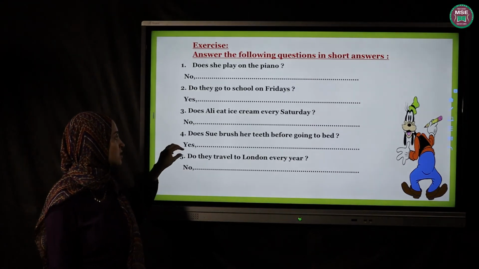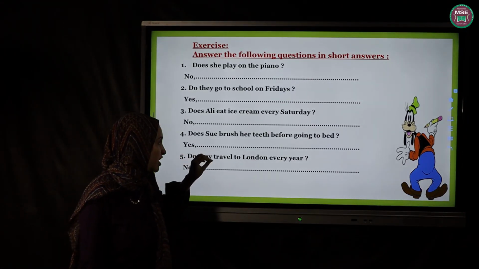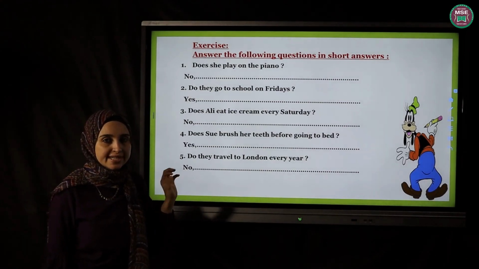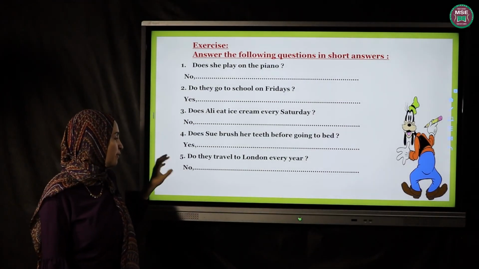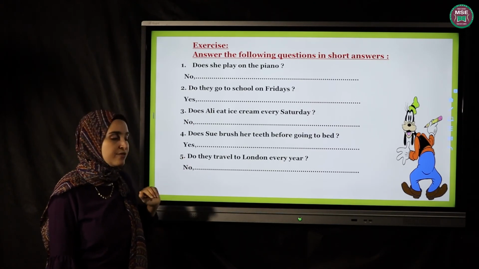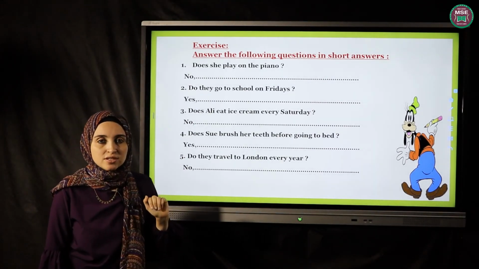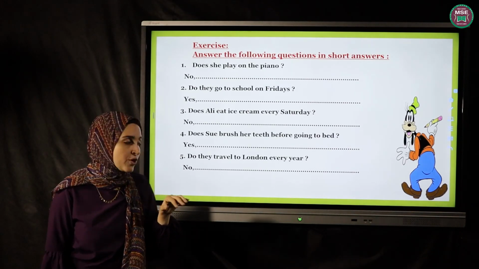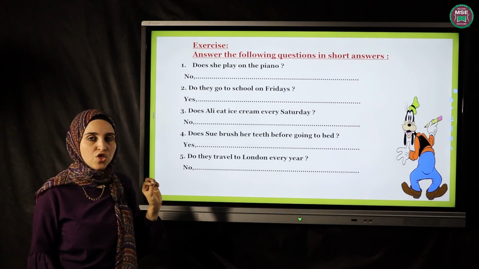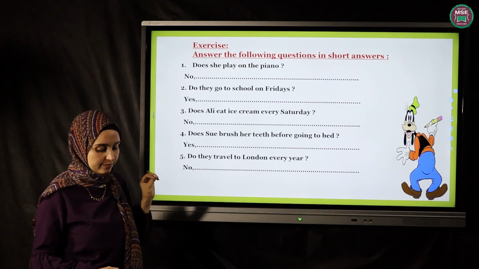Number 4, does Sue brush her teeth before going to bed? Yes, she does. Number 5, do they travel to London every year? Who can answer this? Super. No, they don't.